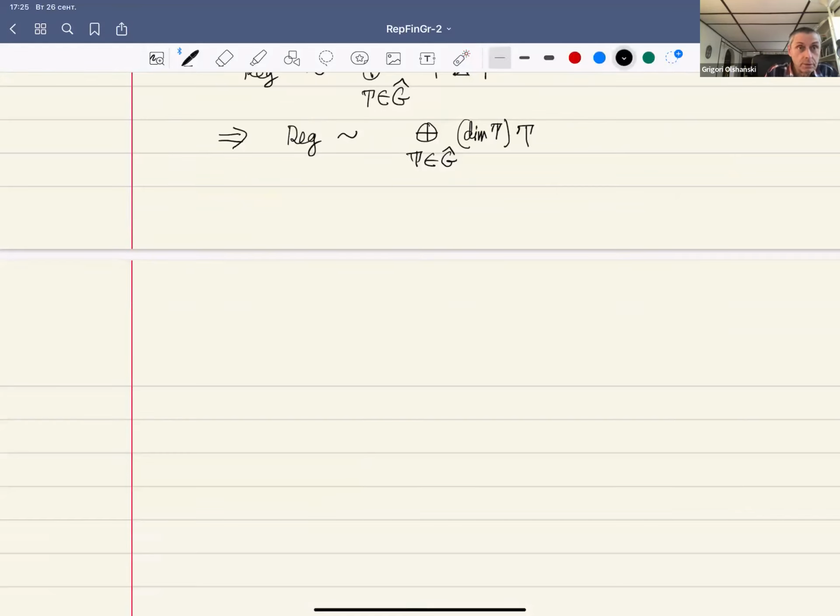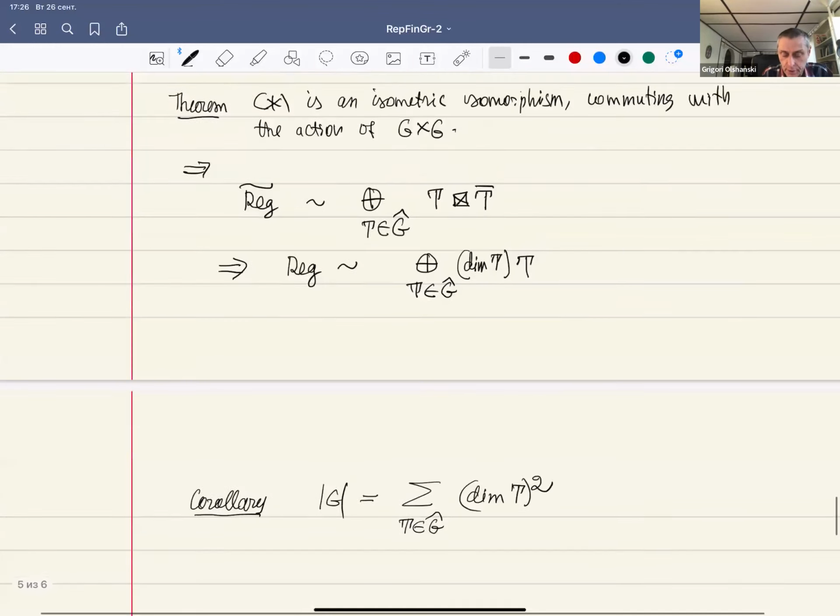What is next? The next claim is as follows. The order of a group is equal to the sum over the irreducibles of squared dimensions. Such an identity. So this is trivial, just count the dimensions.